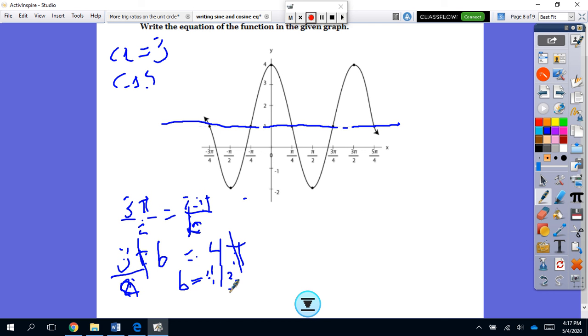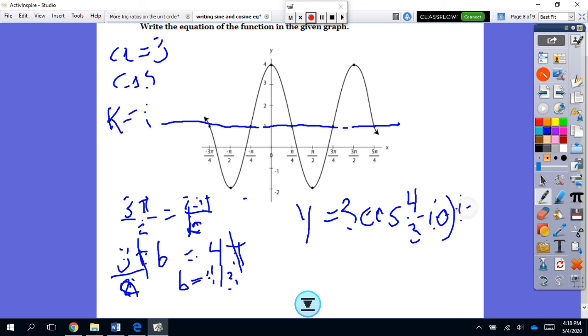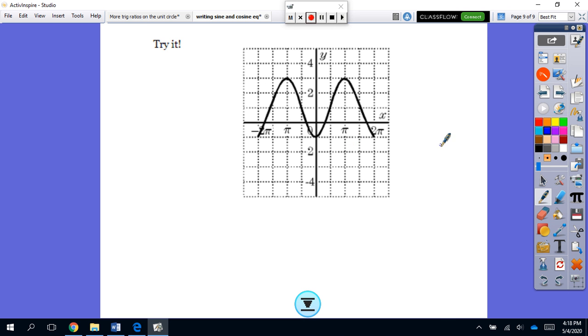So then the midline is y equals, k is going to be 1. So to write this out, we're going to write y equals, A is 3, it's cosine, B is 4/3 theta, plus k, which was 1. So that should say 3 cosine 4/3 theta plus 1. Okay, so stop the video, try this problem, and come back.